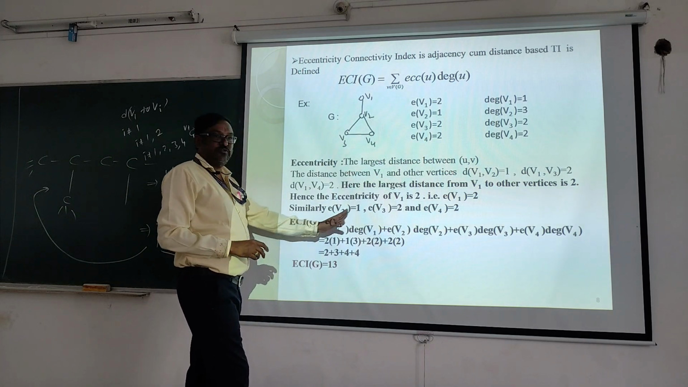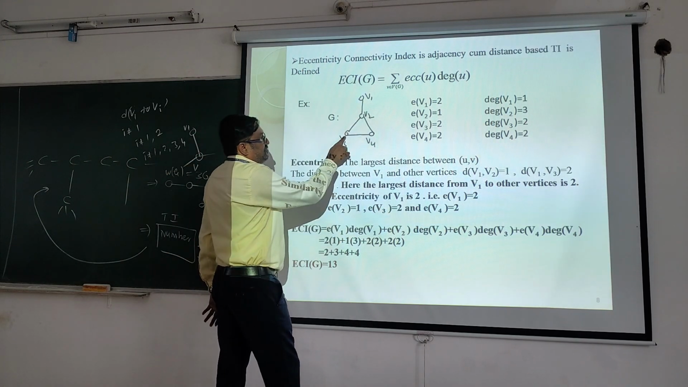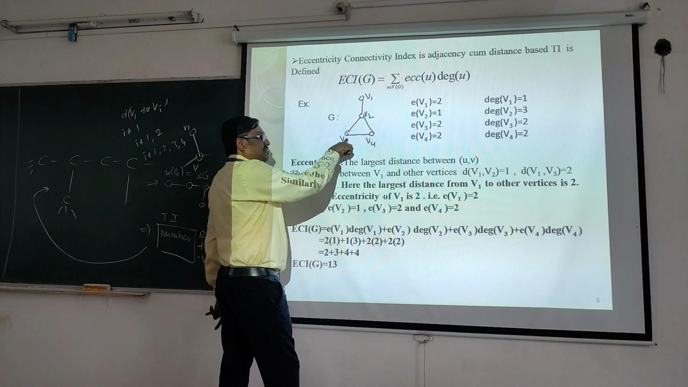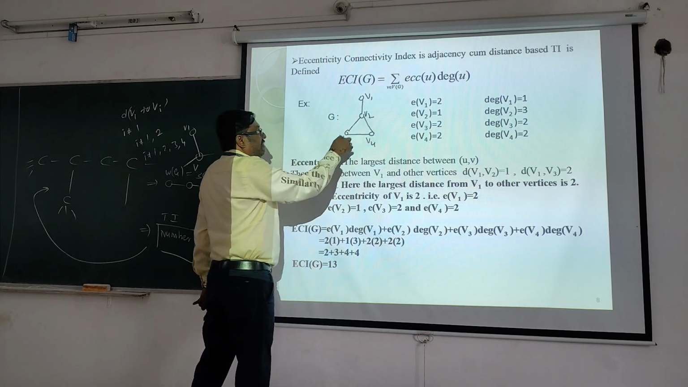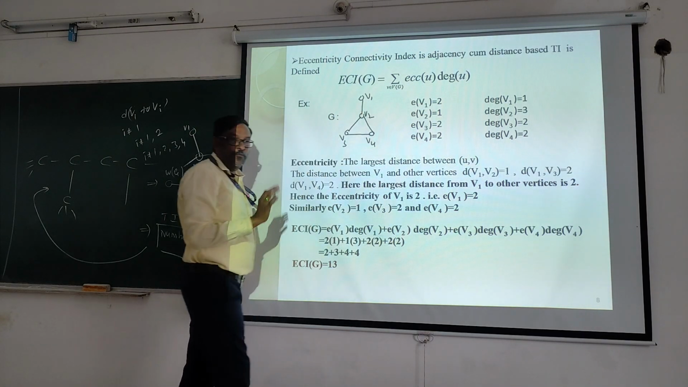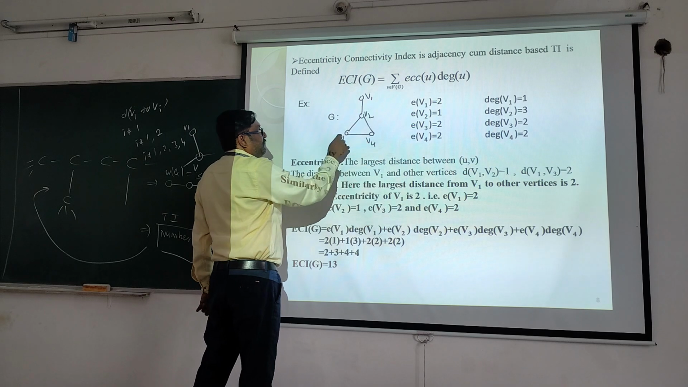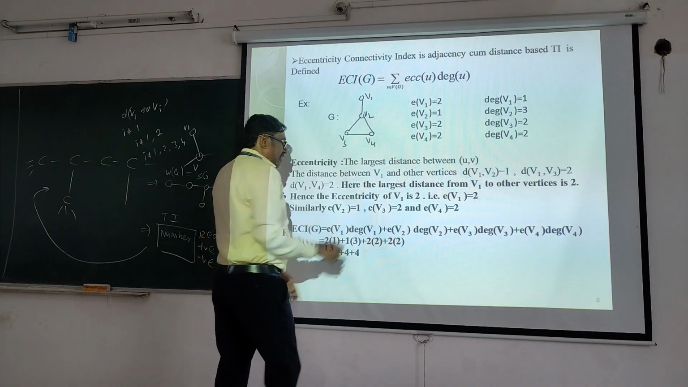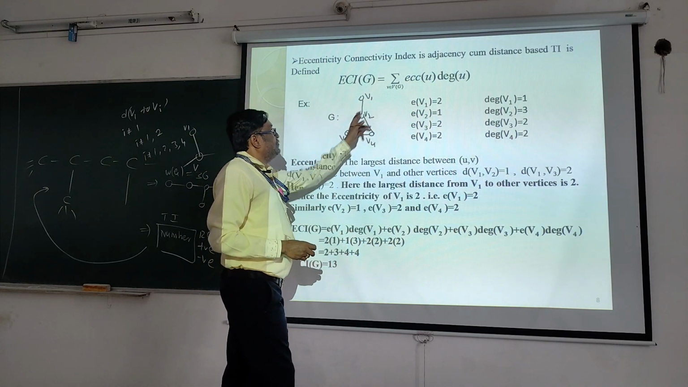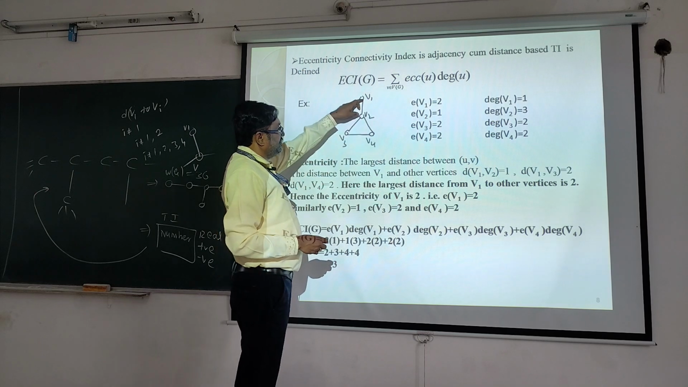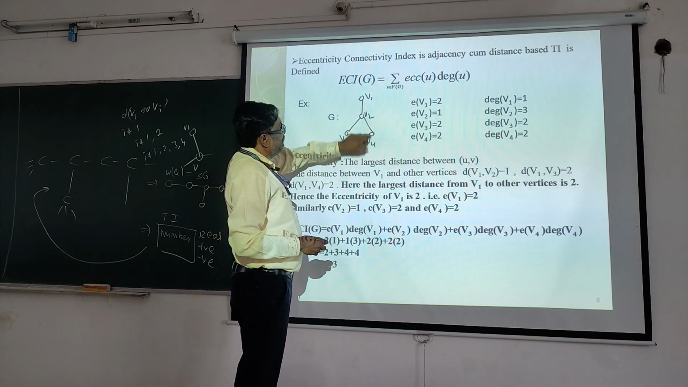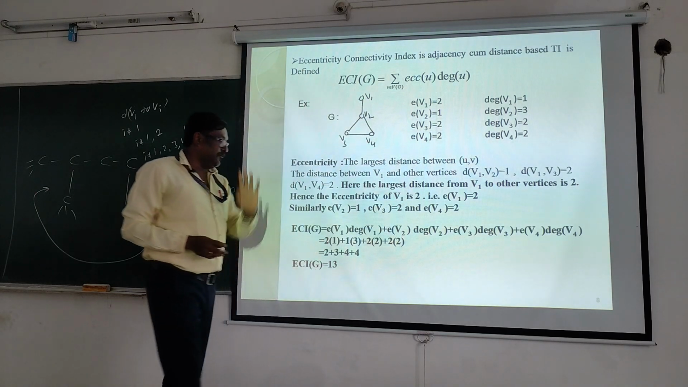So eccentricity of V2 is 1. And then eccentricity of V3. The largest distance from V3 to V2 is 1, V3 to V1 is 2, and V3 to V4 is 1. So eccentricity of V3 is 2. Similarly, eccentricity of V4 is 2 because the largest distance from V4 to V1 is 2.